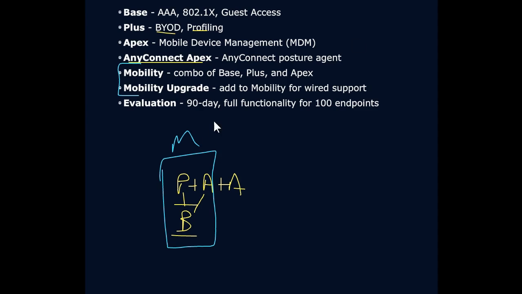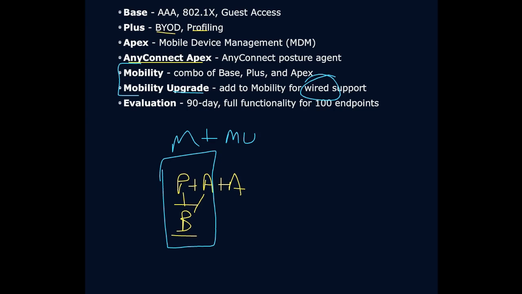The mobility upgrade associated with that then gives you the wired support added on to that. So everything that we're talking about here gives you that for remote access or for wireless access. But if you want to have that integrated in with your switches for the wired support, that's the mobility upgrade. So you can get mobility, and if you want, you could get the mobility upgrade.